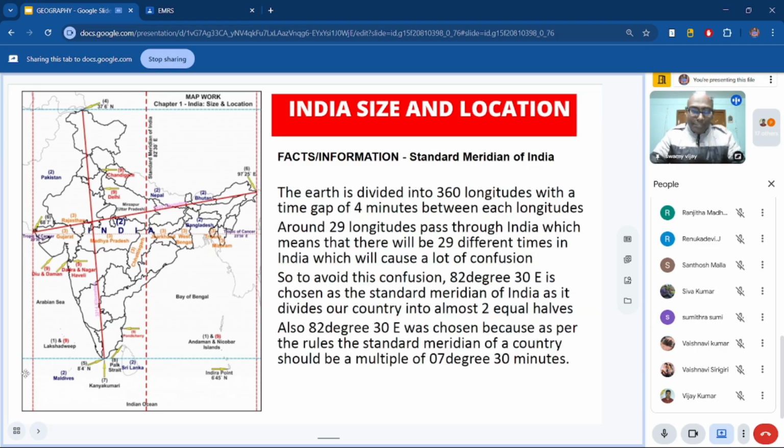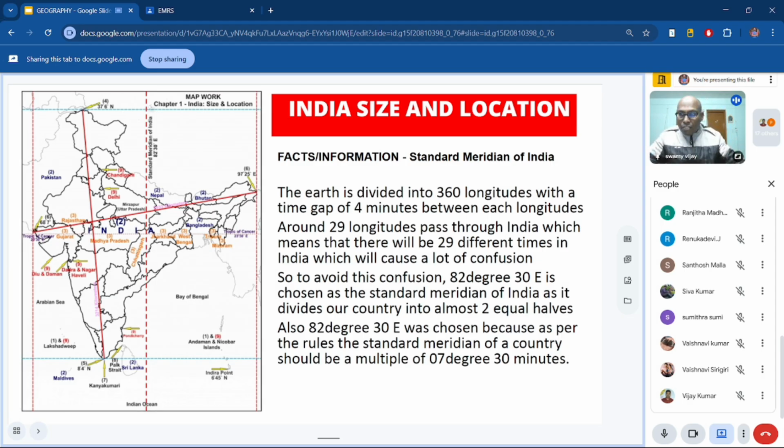Next, what is the standard meridian of India? As I told you, India also has a 30 degrees difference. Then what happens? Arunachal Pradesh time is different from Gujarat time. So that is the reason why we have a standard meridian of India, which is considered as the Indian Standard Time. The earth is divided into 360 longitudes with a time gap of 4 minutes between each longitude.